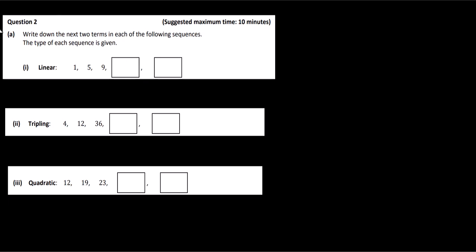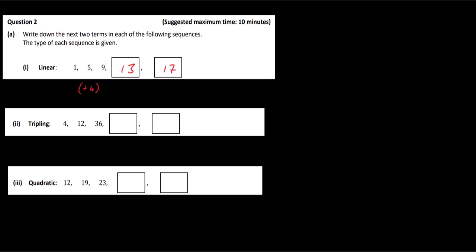So the first one is linear, so we're adding, let's see, 4 to 1, 4 to 5. So add 4 to 9, you're going to get 13. And then add 4 to 13, so that will give you 17. So we're just adding 4 each time.